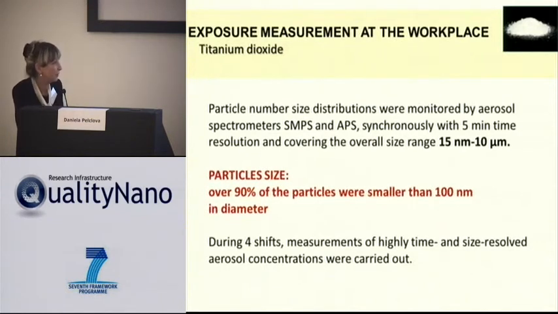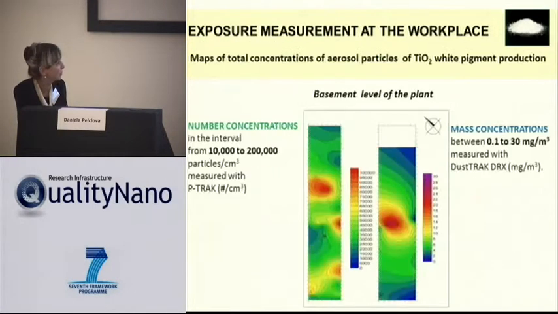The exposure measurements at the workplace. So the particle number size distributions were monitored, and the size range possible to measure was from 50 nanometers higher, and the result is that about or even more than 20% of the particles measured were smaller than 100 nanometers, so they were in the nano size. And 4 shifts of workers were examined, and during 4 shifts the measurements were carried out.